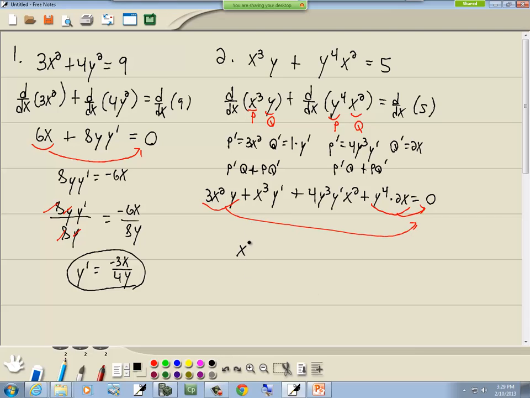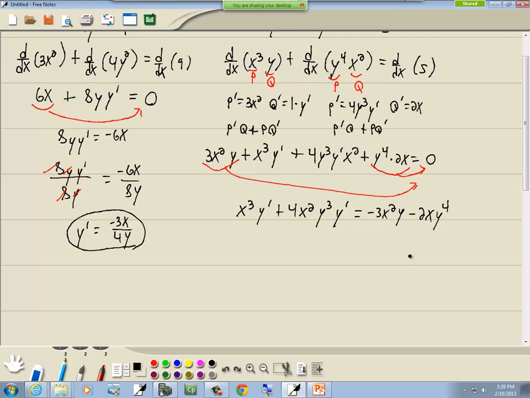So we're going to have x to the third y prime plus 4, and I'm going to rearrange this. I'll put the x squared first, then y to the third, and then y prime at the end, equals, when I take the 3x squared y to the right side, becomes a negative 3x squared y. When I take this y to the fourth times 2x to the right side, becomes negative, and I want to rearrange it, so it's minus 2x y to the fourth. Just in alphabetical order. Numbers first.